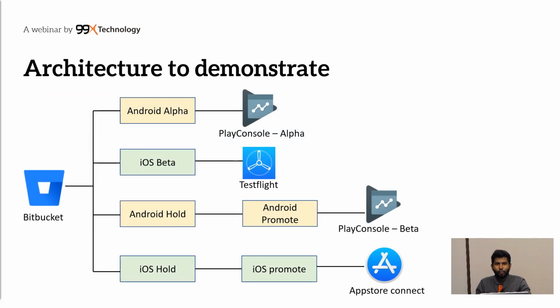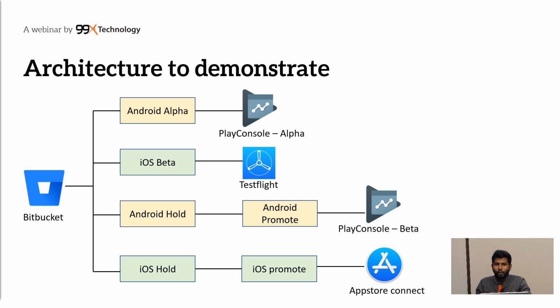So, moving on to the architecture that we are going to do in our demo. What we are going to do is commit some code to Bitbucket, and we will be creating a tag. Once the tag is created, a build will be invoked to call Android Alpha, which will create an Android build, and it will be pushed to the Play Console Alpha channel. And the same will run for iOS beta, and it will be pushed to TestFlight.